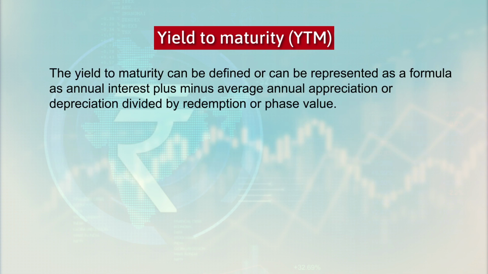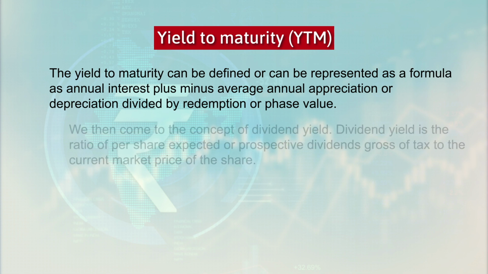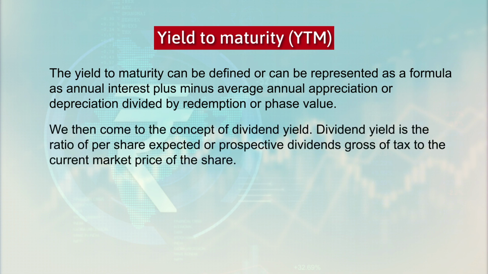The yield to maturity can be represented as a formula as annual interest plus or minus average annual appreciation or depreciation, divided by redemption or face value. We then come to the concept of dividend yield.